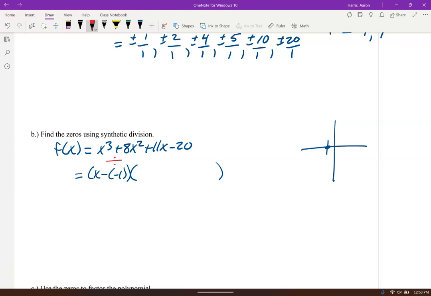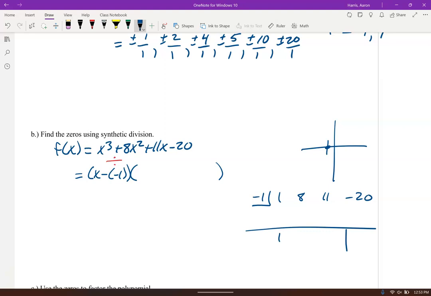So I'm going to divide x cubed plus 8x squared plus 11x minus 20 by x minus negative 1. So negative 1 is my c. The coefficients are 1, 8, 11, negative 20. I'm going to see if my remainder is 0. That'll tell me if negative 1 is a zero, in other words, if x minus negative 1 is a factor.